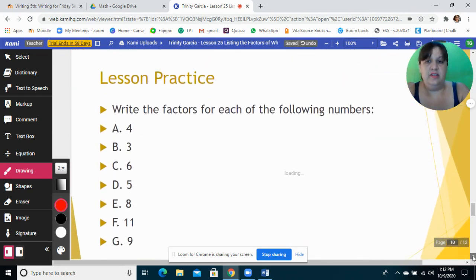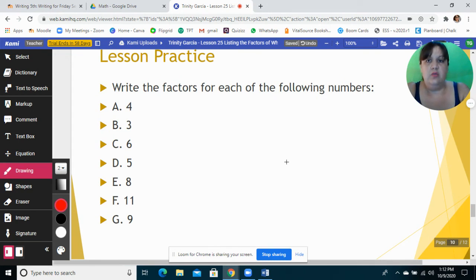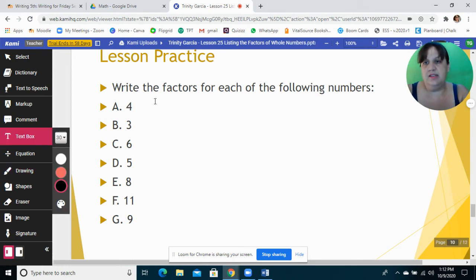All right, here's some lesson practice. Write the factors for each of the following numbers. Okay, so that's your job. We'll do a couple of them together and then you'll do a couple of them on your own. All right, let's start with A because that's the logical place to start.